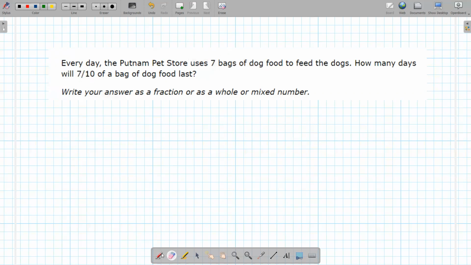So here, what do we do? Is it 7 divided by 7/10 or 7/10 divided by 7? 7/10 divided by 7. Yes, right? Because this is not going to be enough to last a single day. Because they use 7 bags and this is not even 1 bag. So we're expecting a lower number. If we did 7 divided by 7/10, then we would get a bigger number. So times 1/7. Well, this just cancels out. So we just get 1/10 as the answer.